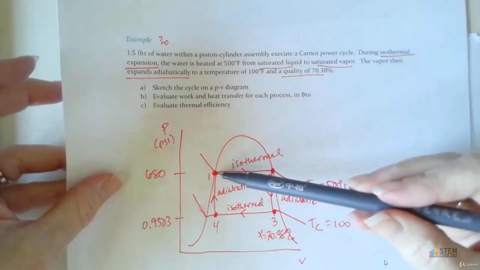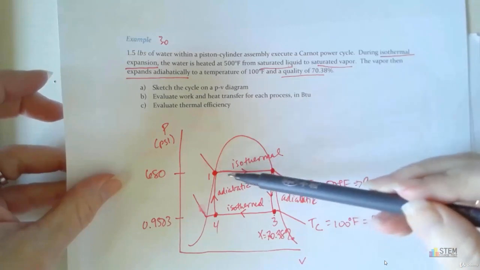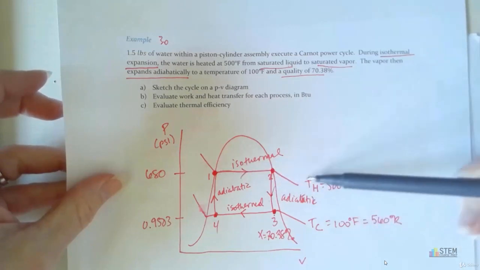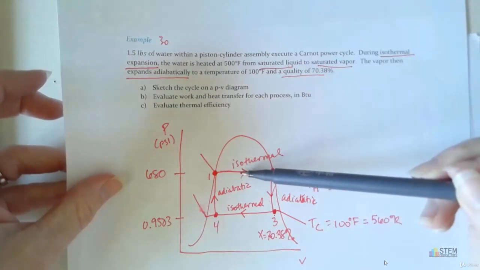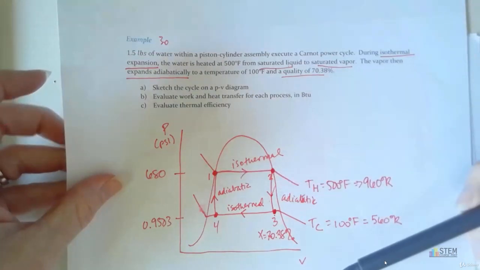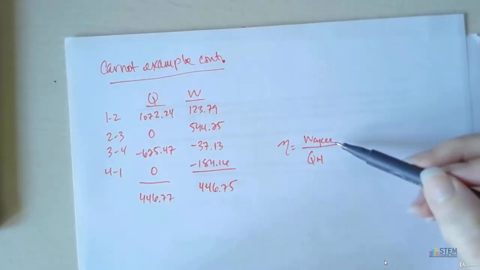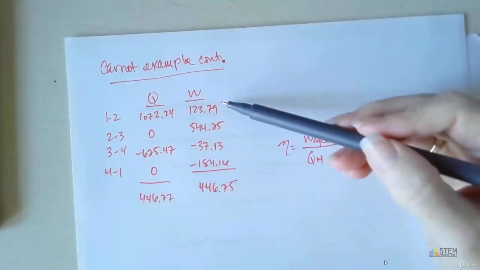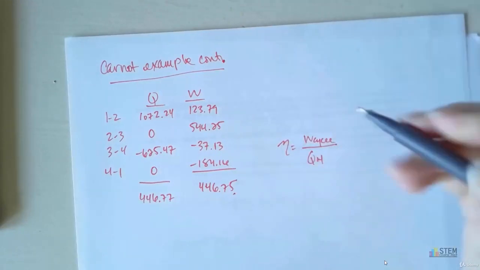If we look back at our notes, here, let's look at this picture. QH is going to be for this process right here, because this is where we were dealing with that hot reservoir. This was at our high temperature. So we need the Q for this process right here, process 1, 2. And work of the cycle, that's the total work that you had. So that's going to be this value here.